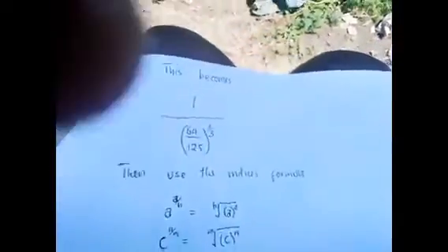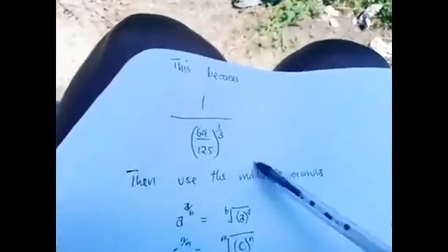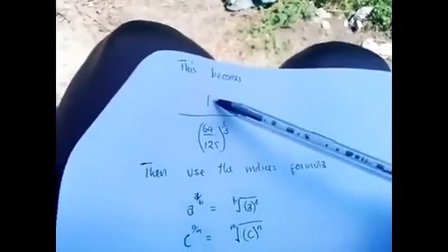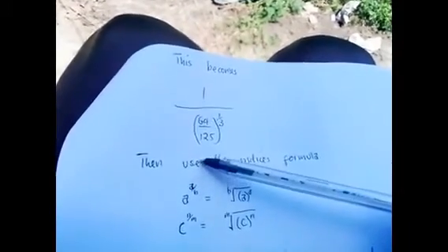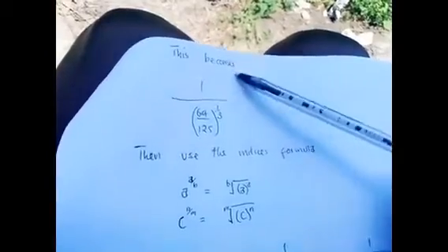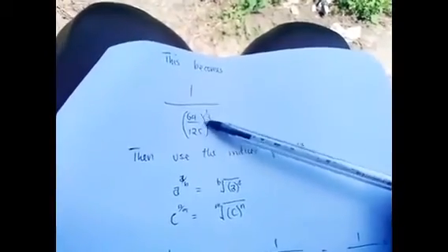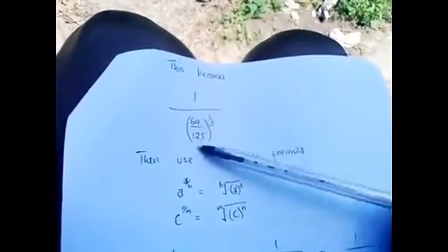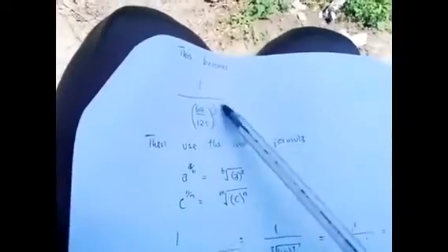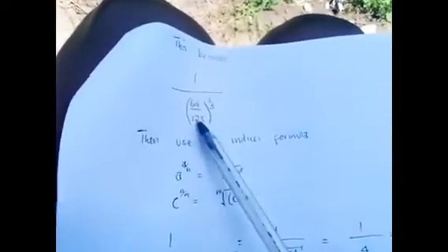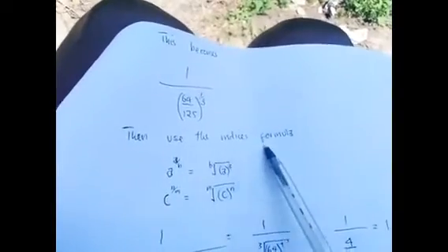Okay, so this is just a way of converting the function which is in a negative index form to a positive index form. So like I was saying, you just say 1 divided by the function itself, raised to the power it had, but without the minus sign, sorry. Yeah, so that is what I've written here. Yeah, so then use the formula of indices.